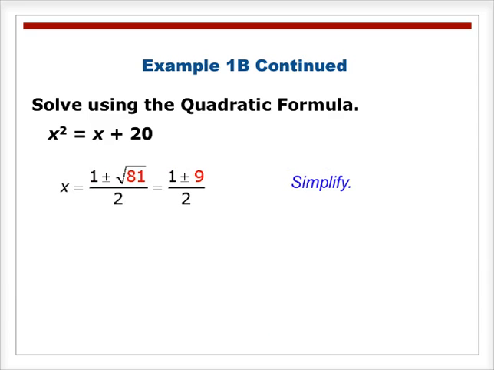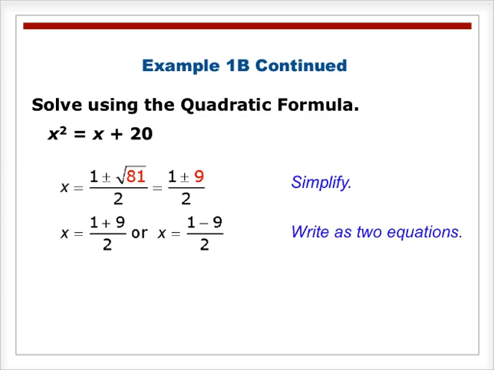So we've got the perfect square of 81. So it gives us 1 plus or minus 9 over 2. We want to write two equations. And x is 5 or x is negative 4. Again, take a moment to write down the information.